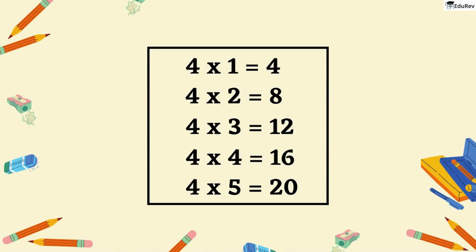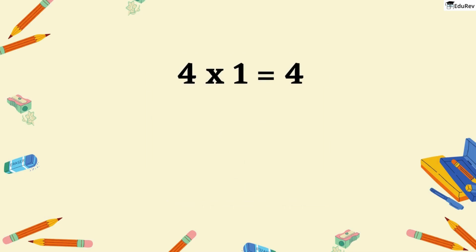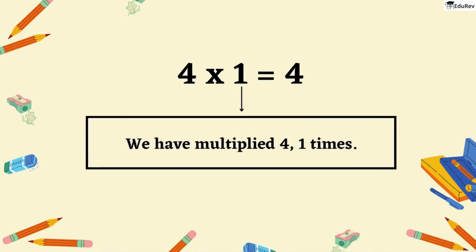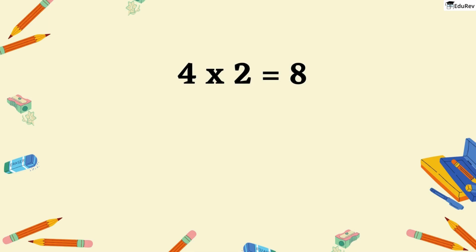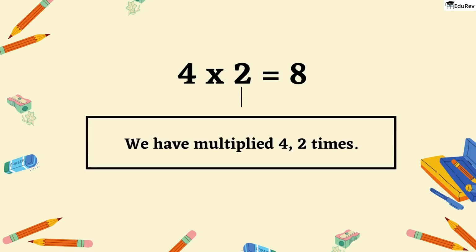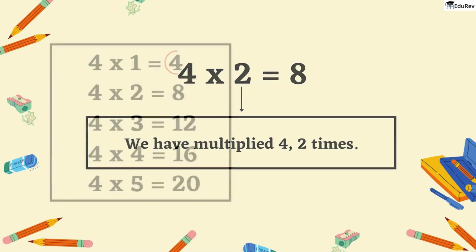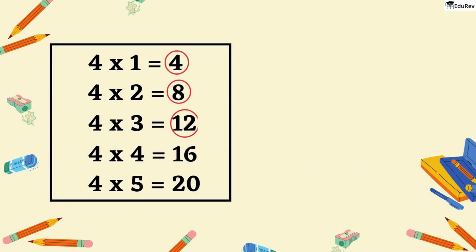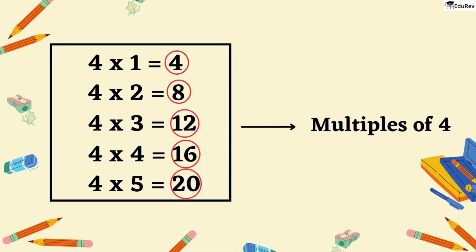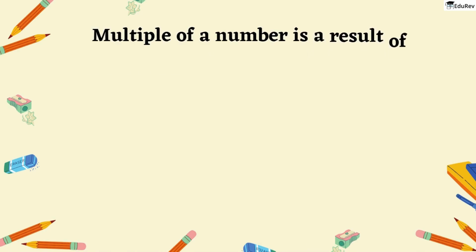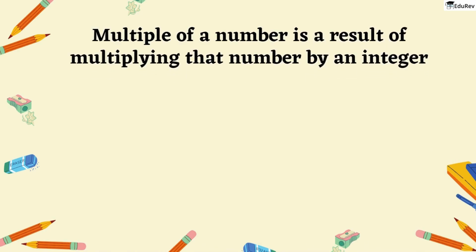Now listen to this very important concept, students. When we write 4 into 1 equals 4, we have multiplied 4 one time. 4 multiplied by 2 equals 8, means we have multiplied 4 2 times, and so on. So these numbers 4, 8, 12, 16, 20 and so on are multiples of 4. So, a multiple of a number is a result of multiplying that number by an integer.